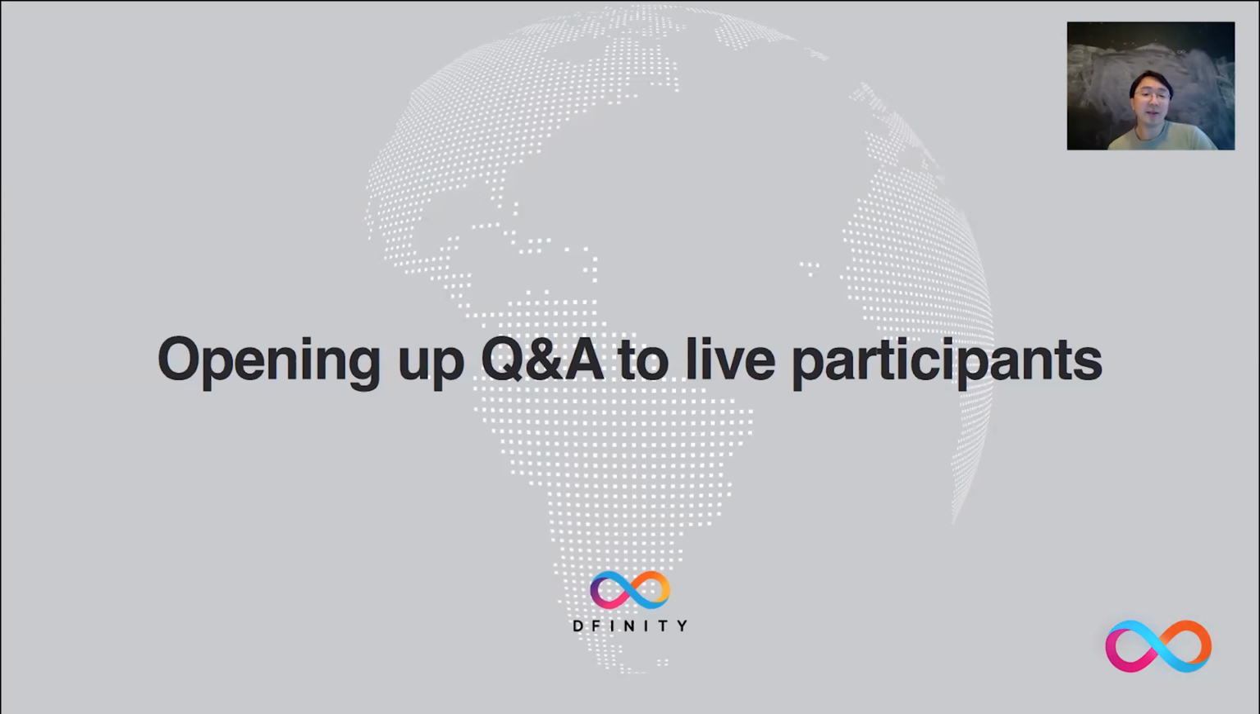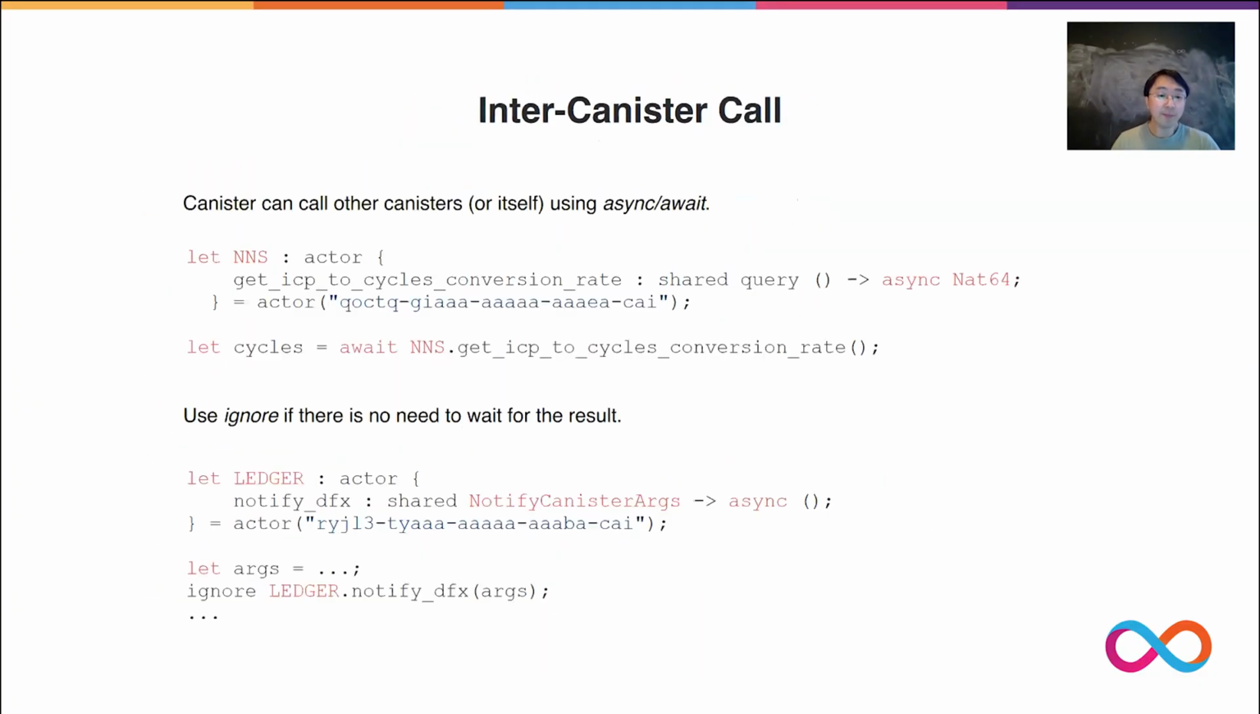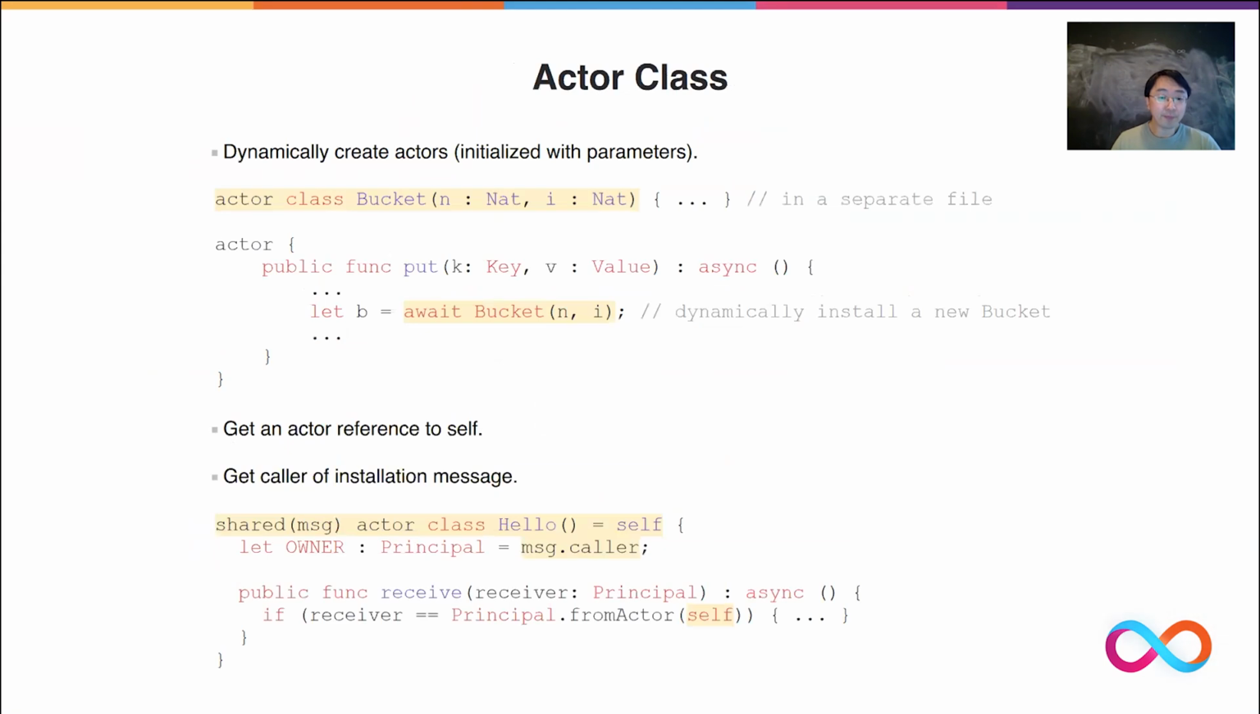Now on the second question, I don't think there's a way at the moment. When I showed this example of actor class, right here, the actor class, you do get a shared message, right? But that message only refers to the installation message. You cannot get a caller of each invocation of your method. You have to annotate each of the methods individually with a shared part.